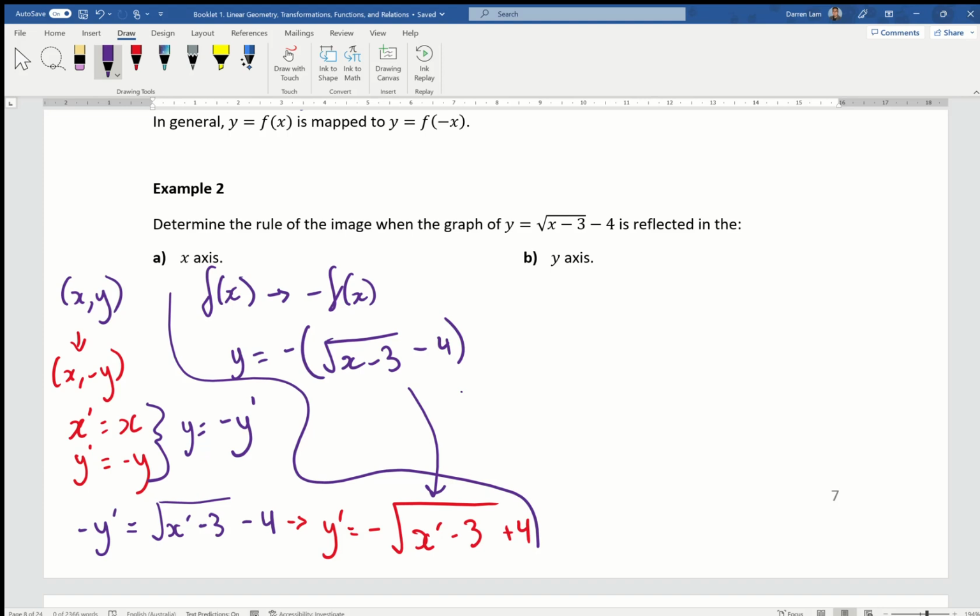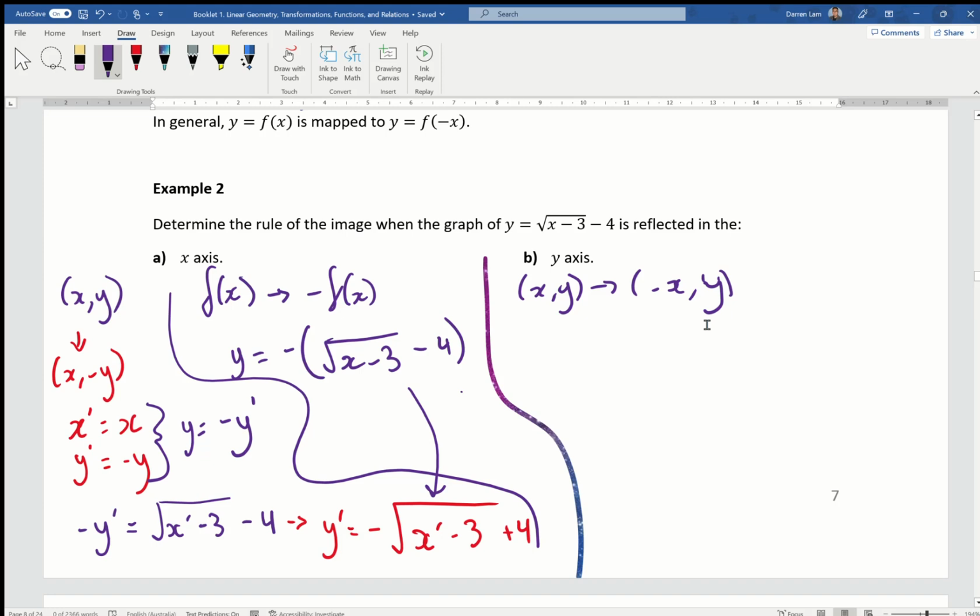Okay, let's try our y-axis. So, with our y-axis, similar process, except of course we're starting off with x, y maps into negative x, y. Can you read that up the back? I think my handwriting is getting progressively worse. Okay. So, reflects to that.